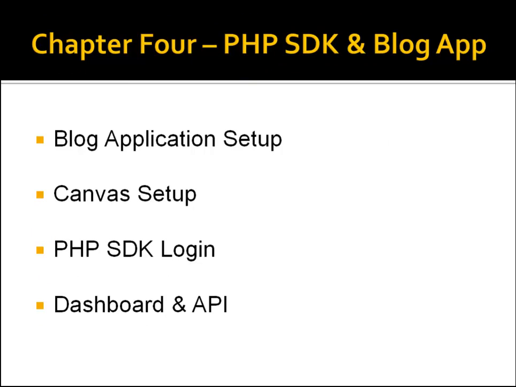Chapter 4, we'll be starting our PHP application, which will be a blog app, and its functionality will be that someone will be able to add a blog to their Facebook page. They'll be able to create blog posts through Facebook. We'll set up the application. We'll set up Canvas so that our app can actually function within Facebook. We'll go over the PHP login, which is a little different than the JavaScript login, and we'll be creating our blog dashboard, and we'll be using the API a bit.